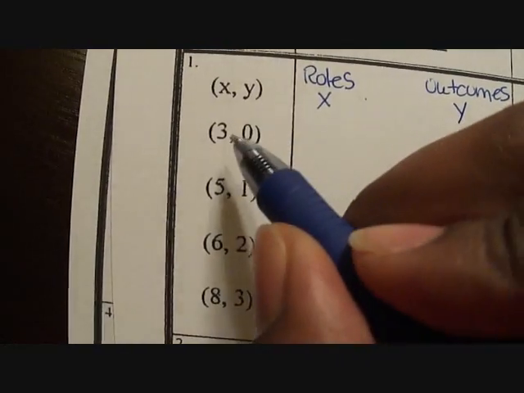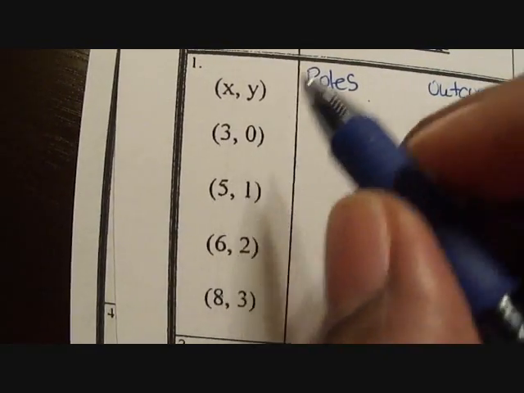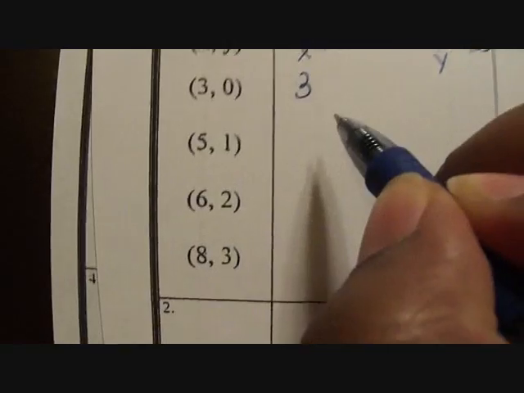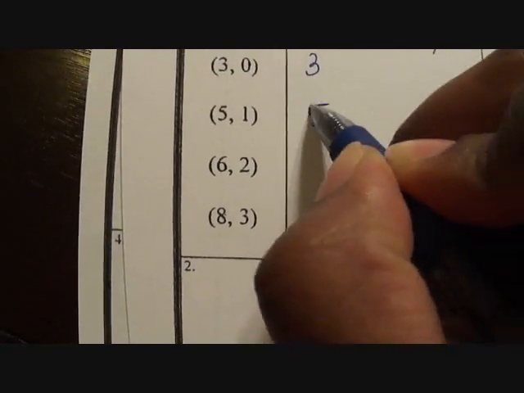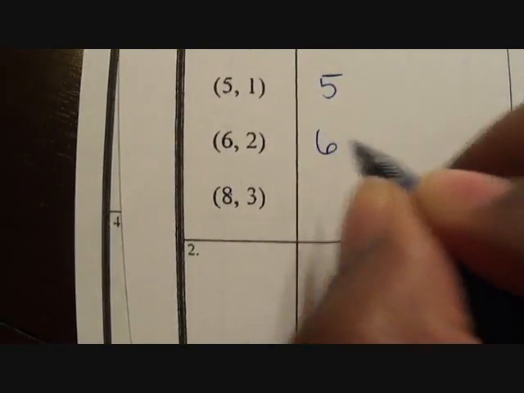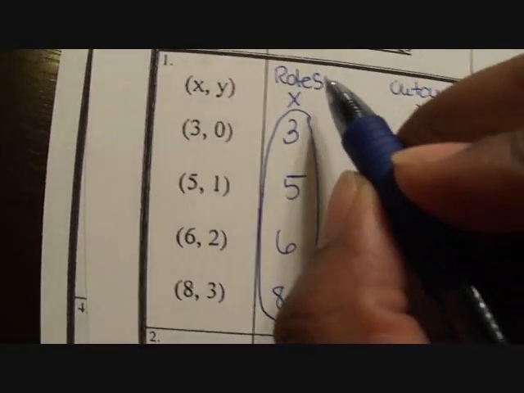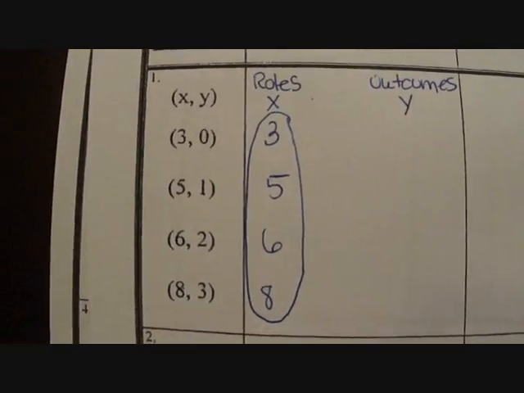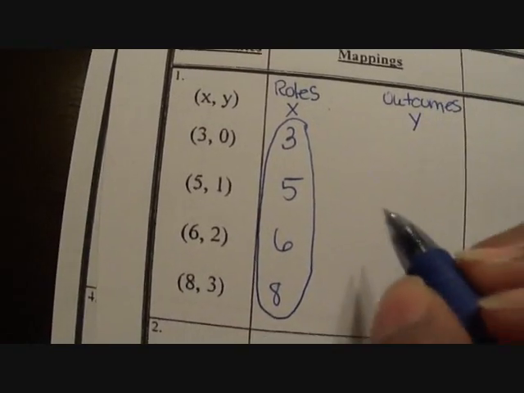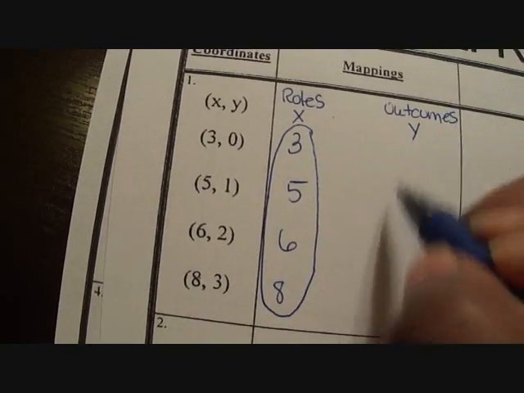And all we're going to do is transfer these numbers over to the rows column because we need our X coordinates. So we're going to have a 3, a 5, a 6, and an 8. And all of these are the same thing. They're all X coordinates, or rows. And later we're going to learn that they're also our independent variables.